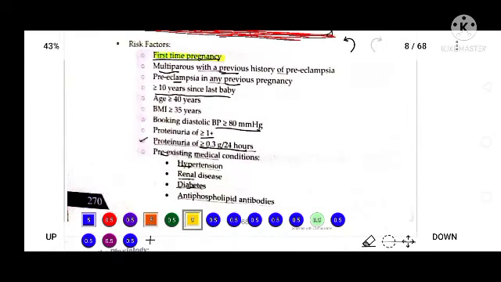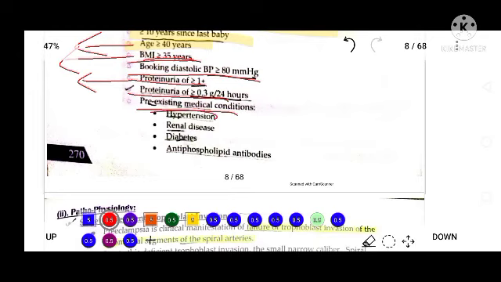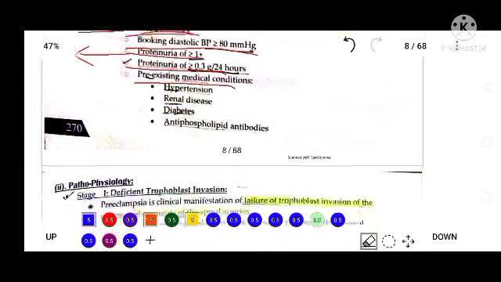Risk factors will be first-time pregnancy, multiparous women with previous preeclampsia, preeclampsia in a previous pregnancy, a gap of greater than 10 years since the last baby, and age greater than 40. Women above 40 years may be prone to develop preeclampsia. BMI greater than 30, obese women greater than 35, booking diastolic pressure greater than 80, positive proteinuria, and pre-existing medical conditions like hypertension, renal disease, diabetes mellitus, and antiphospholipid syndrome can also give rise to preeclampsia.